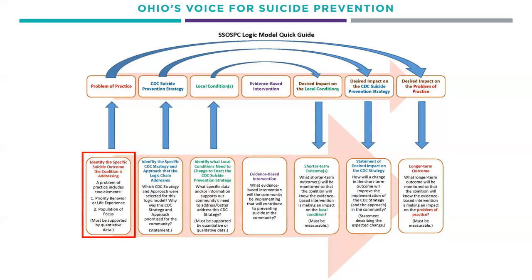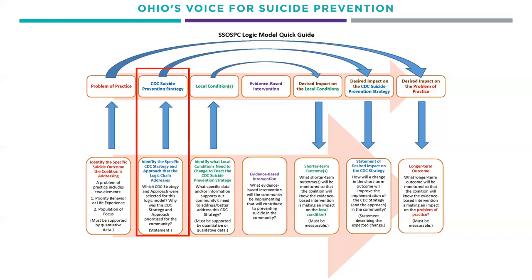So our first step is identifying the problem of practice. In our logic model, the problem of practice includes 2 elements: the priority behavior or life experience, that's the specific outcome that the coalition wants to address. And second, the population of focus, which is who the coalition wants to focus its efforts on. And then we'll support these 2 elements through quantitative data and cite our data source to maintain credibility.